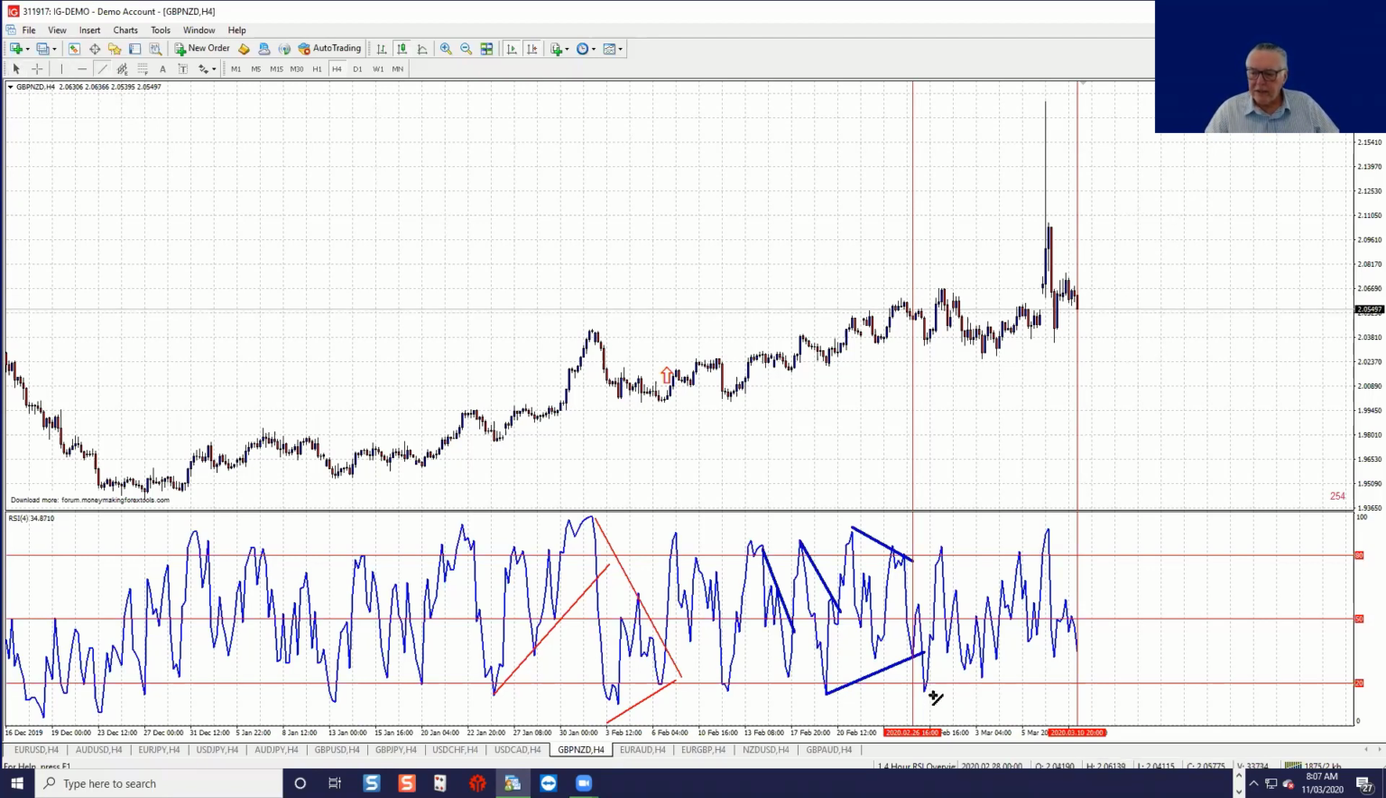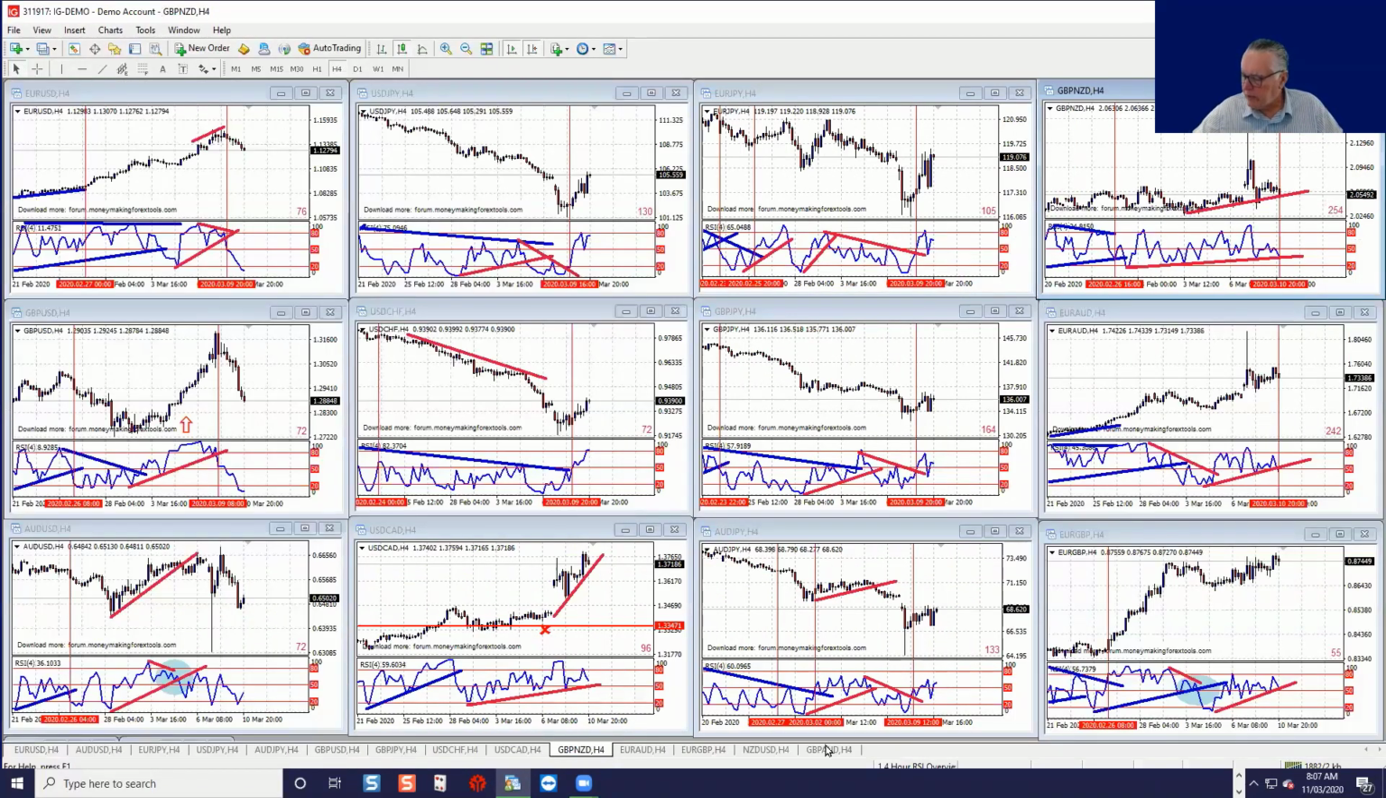And why I say that is we've got this situation. There is no divergence, but it is still a trend line violation. We also have a reasonable support area here, which provides a good trade. So there's a potential setup. Not the greatest setup, but certainly I'm going to list that on my short list. That's the pound New Zealand.